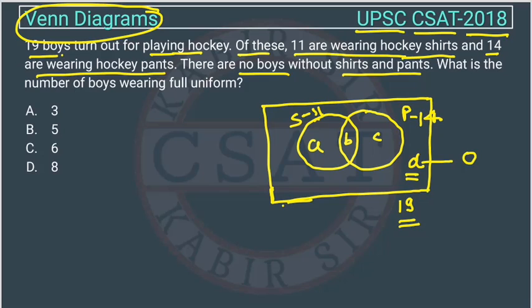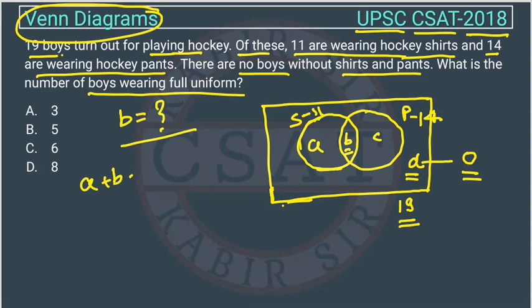Because this circle is representing the number of boys wearing shirts, and this is representing pants, and this B is representing those who are wearing both shirts and pants. So the question is asking only the number of boys wearing full uniform. So full uniform means they are wearing hockey shirts and hockey pants. So we have to find B. Okay, first it should be clear what we have to find, and the condition given here means that D is 0. So now we know A plus B plus C is how much? 19. And now we know A plus B is 11.